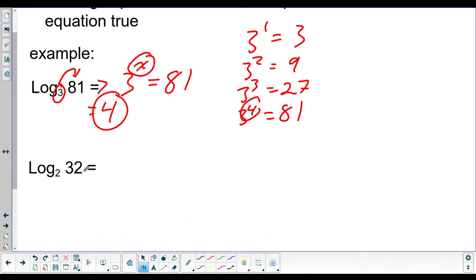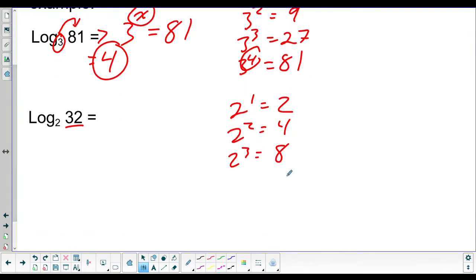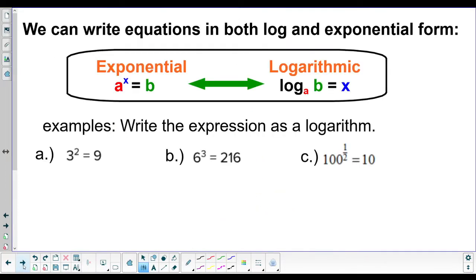All right, let's look at this one just to make sure we're clear. We're looking for 2 to what power gives us 32. So 2 to the first is 2, and then 2 squared is 4. 2 to the third power is 8. We're just multiplying by 2 over and over. So 2, 4, 8, 16, 32. This is 2 to the fifth power. So the answer here is 5. We're looking for that exponent. Pretty easy.